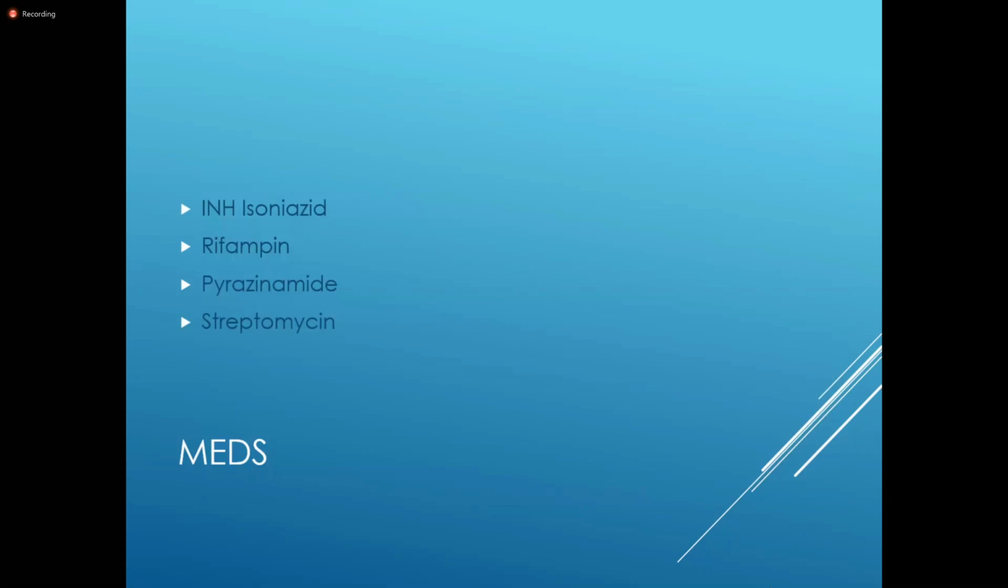So here's our meds that we're going to pick for TB. One of the first ones that is picked is called INH. The way that you say that is isoniazid. It's an antibiotic. Another one is called rifampin.